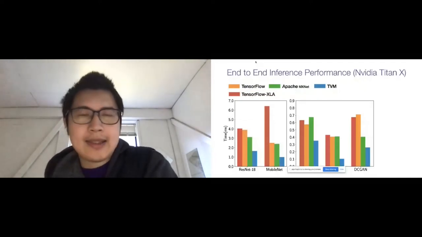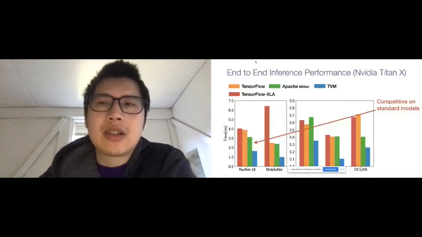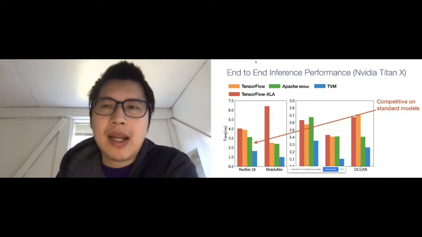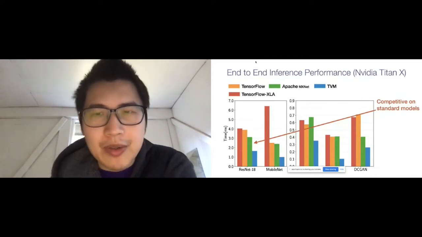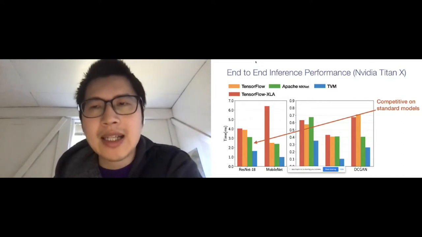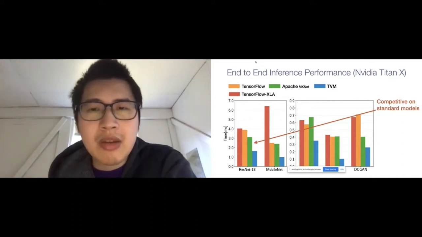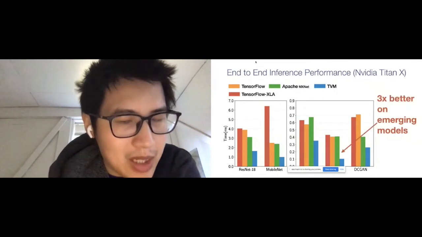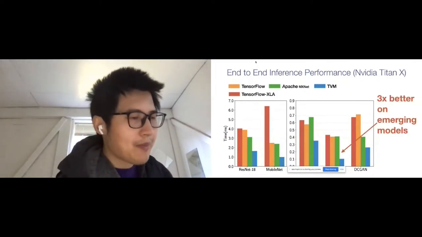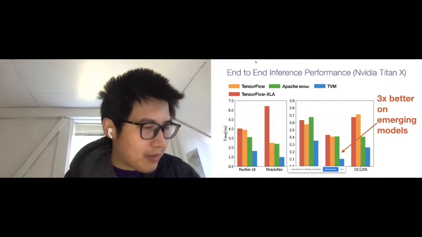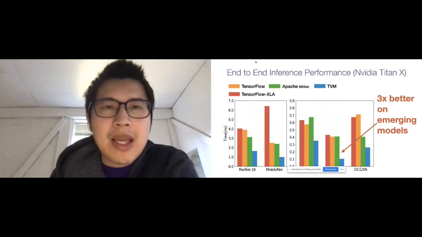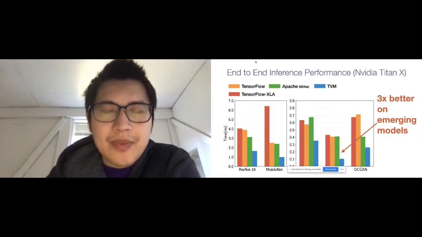There are a few highlights in here. For example, if you look at the left side, it's a model on ResNet 18, and we can get pretty competitive performance on those kinds of standard models. The most exciting takeaway, though, is that if you look at the far right, this is a model called the Deep Q Learning model, and we get 3x better performance than the standard deep learning framework. What is the reason for this?